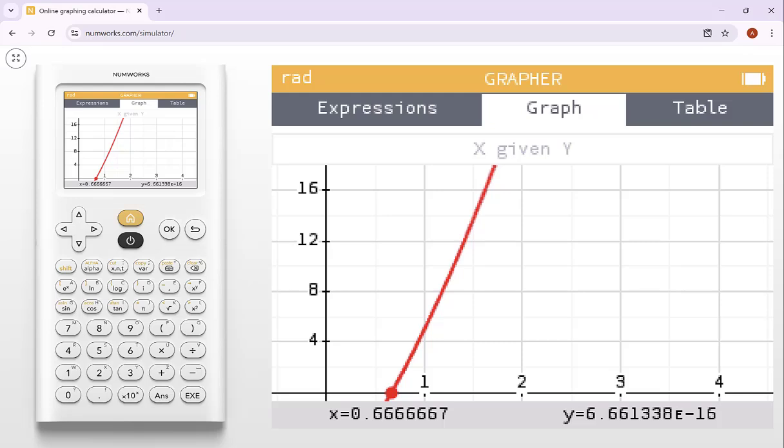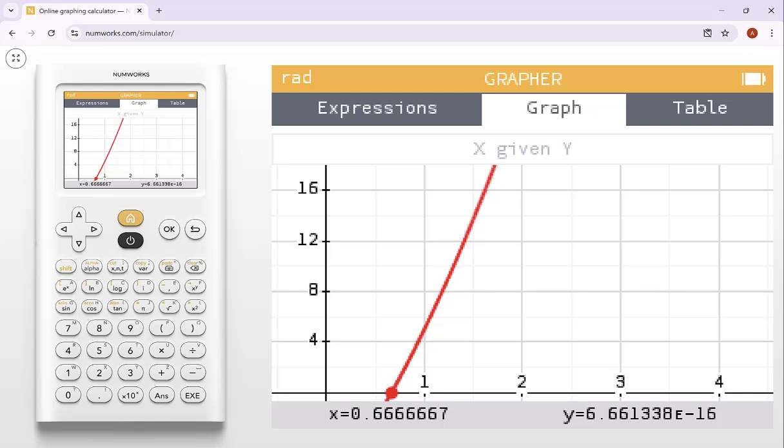Notice here on the y value it says 6.661338 e -16. This happens on the TIs as well. That e is scientific notation. So it really says 6.661 times 10 to the -16. So this is 0.0000000000, a bunch of zeros, and then a 6. The calculator is not perfect at finding x-intercepts, so a lot of times it'll just estimate.